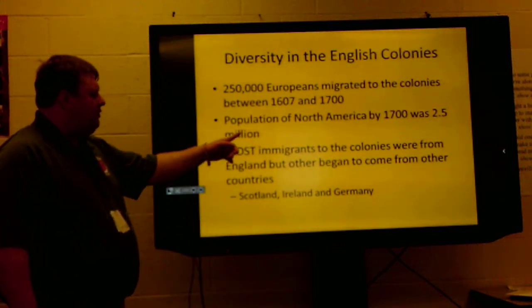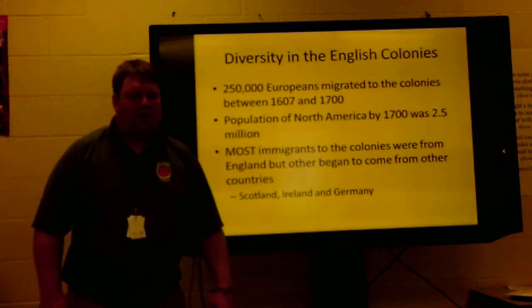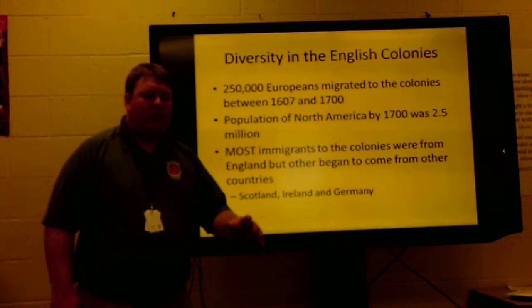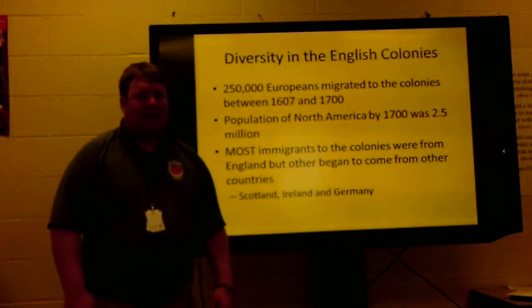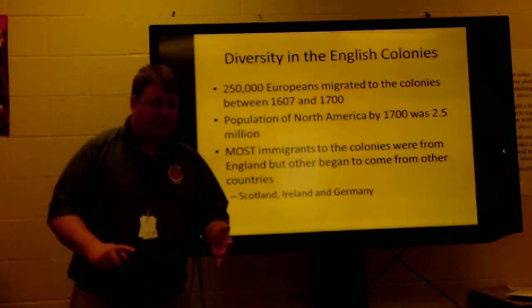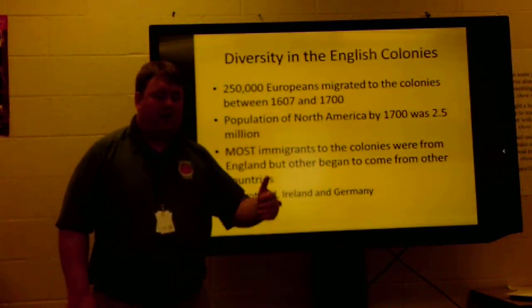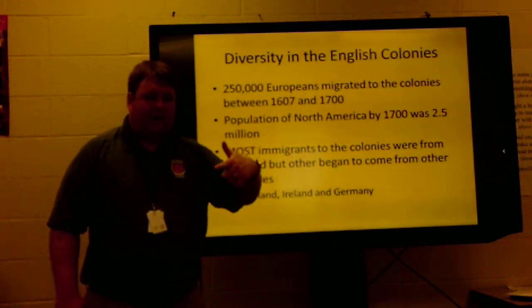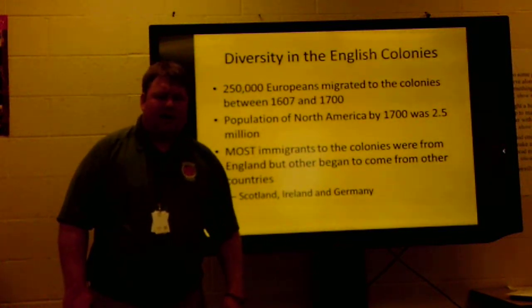The population of North America by 1700 was 2.5 million. So think about that. 250,000 became 2.5 million in just 100 years. 100 years is just a few generations if you think about it. A kid is born, they grow up, they have a kid, they grow up, they have a kid. That's maybe 3 or 4 generations in 100 years.